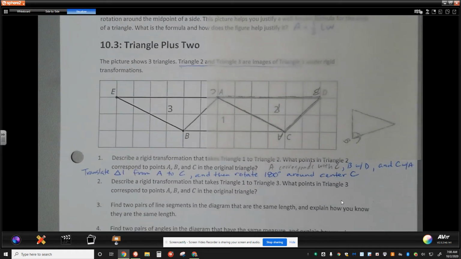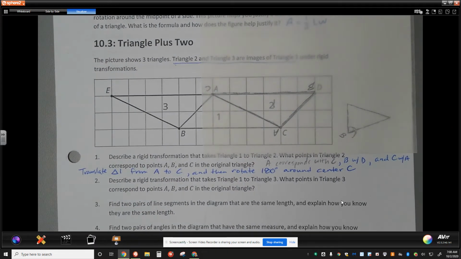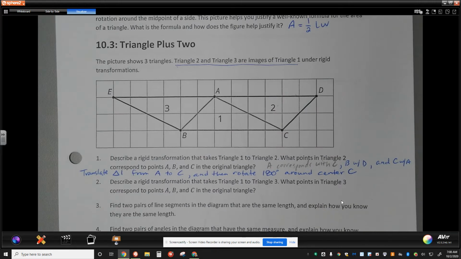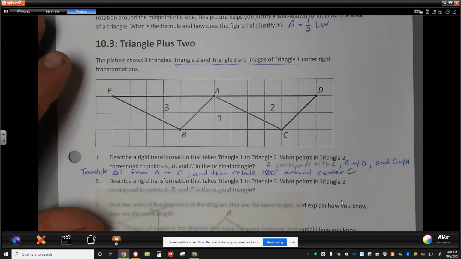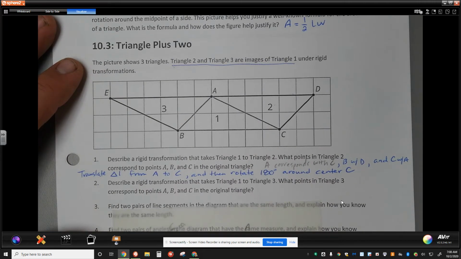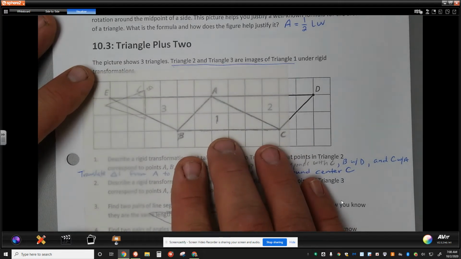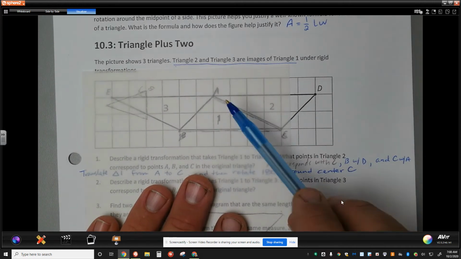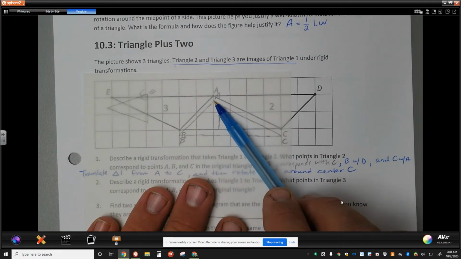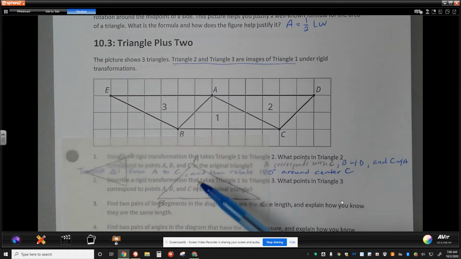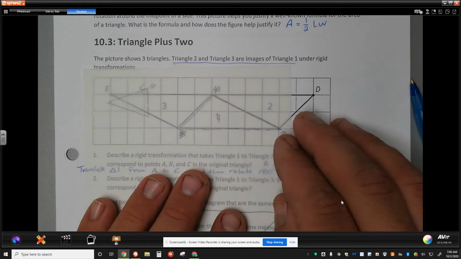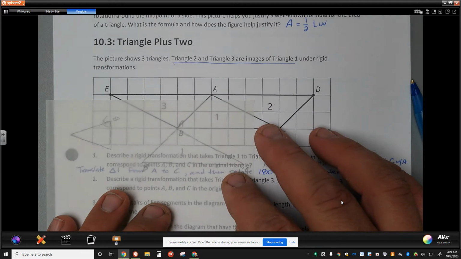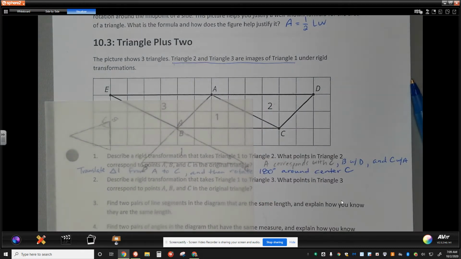Okay, there's those pieces. Well, what kind of a rigid transformation takes triangle 1 to triangle 3? What points in triangle 3 correspond to points A, B, and C in the original triangle? Well, let's take again into account the same thing. Let's go ahead and translate, find corresponding points A, B, and C, one corresponding point that goes to here. I think using our last example is a good one. We can put that right there, and we see that there's a 180-degree angle, or a rotational angle.